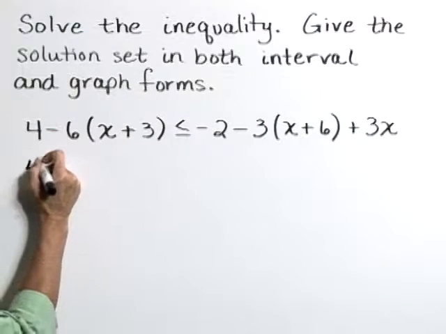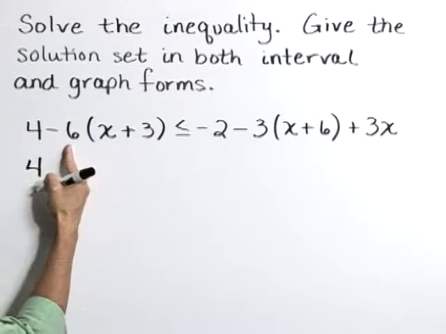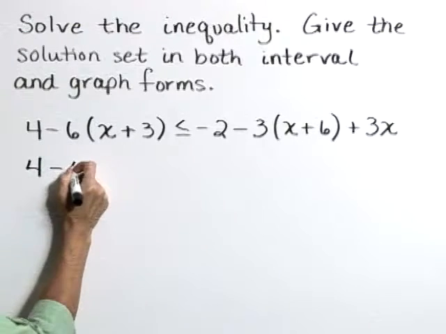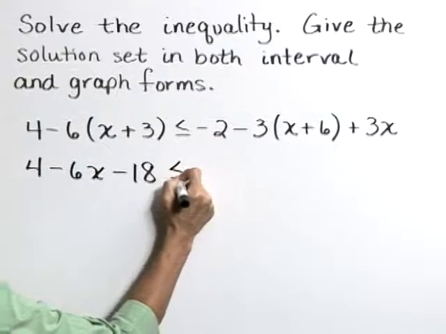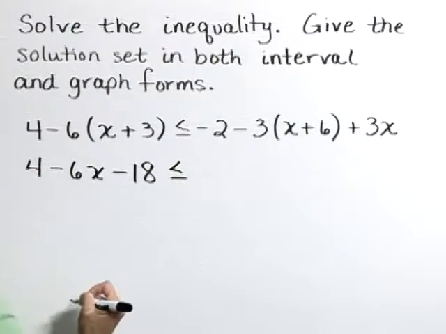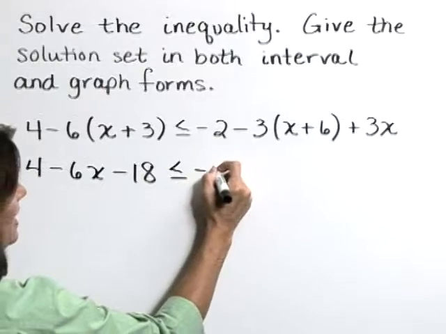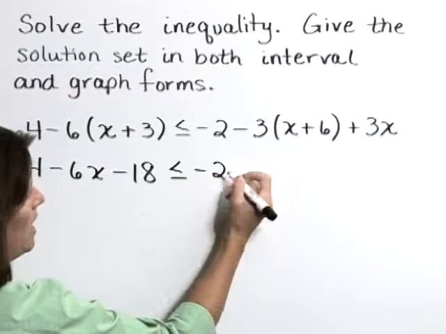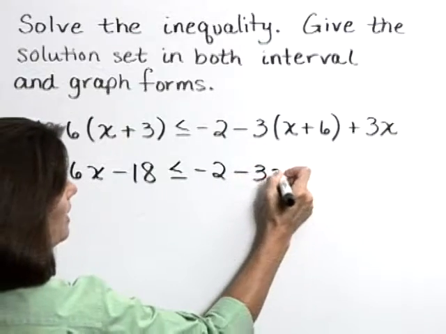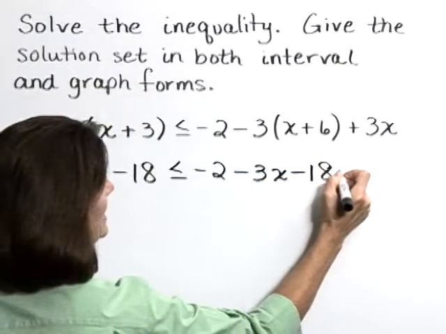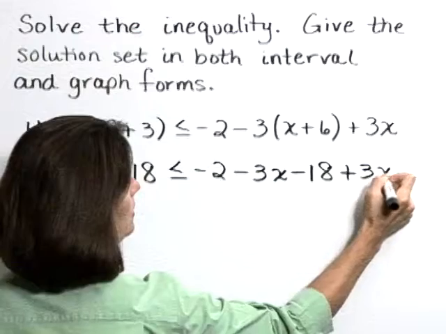On the left-hand side, distributing a minus 6 through gives a minus 6x and a minus 18 is less than or equal to. On the right-hand side, we have a negative 2. Distributing a minus 3 through gives a minus 3x and a minus 18 plus 3x.